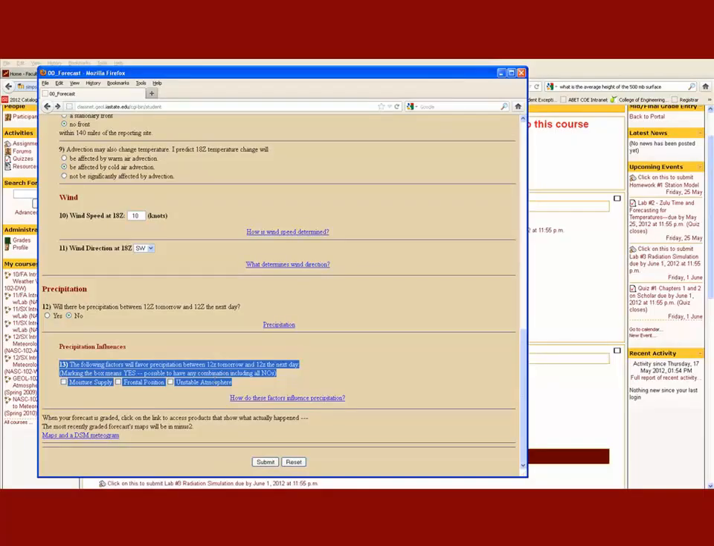Now, we're not talking about advection. Advection is the horizontal movement of wind. What we're talking about here is convection, or the vertical movement of air.